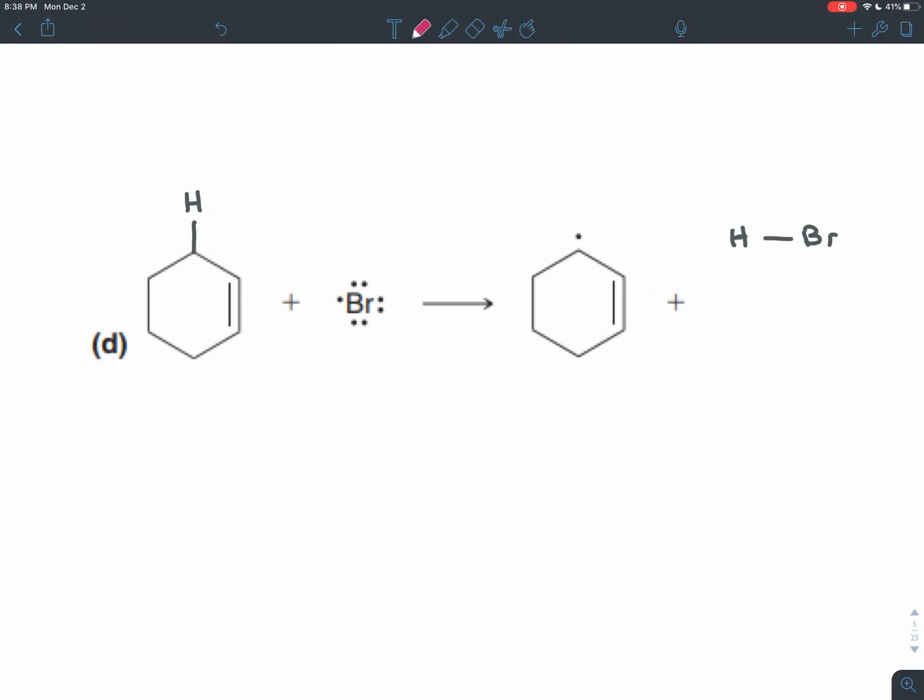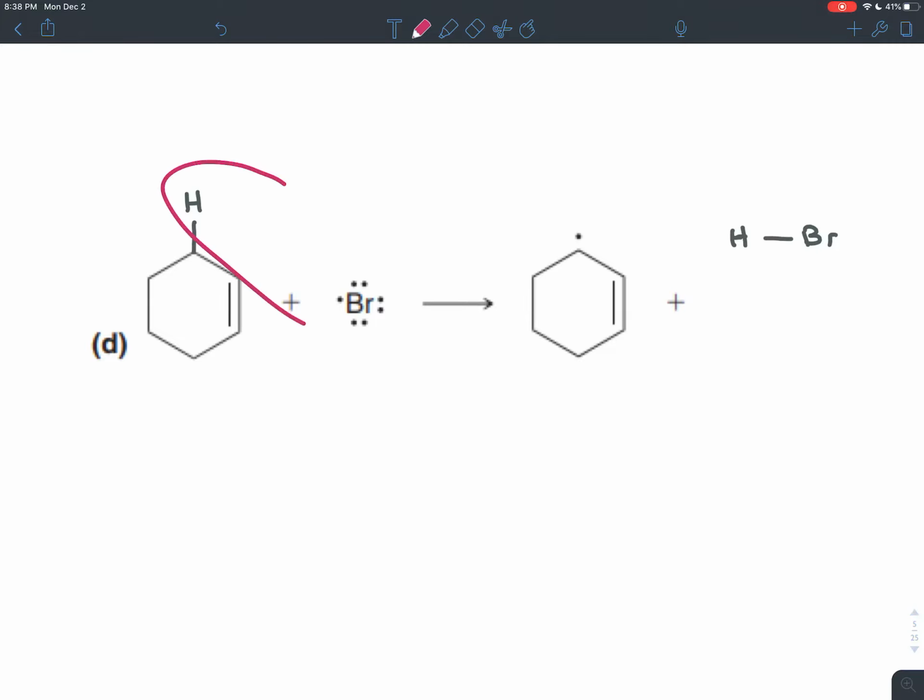So we want to form a bond between the bromine and the hydrogen that gets ripped off the molecule and leaves behind the most stable possible radical, the allylic radical there. Anytime you form a new bond with a radical, you use two fishhook arrows pointing at the space between the two atoms that you're forming a bond between. So we're forming a bond between these two atoms.